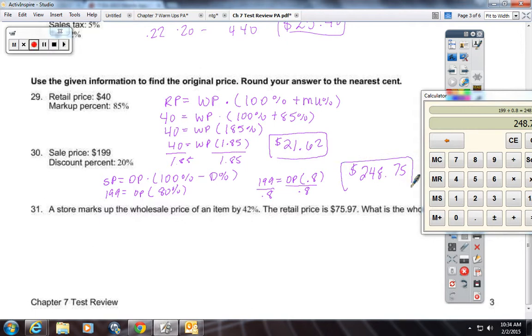And you paid $199. I got $200 for this. Just make sure your work matches here. Because it's before it went on sale, it's $248.75.